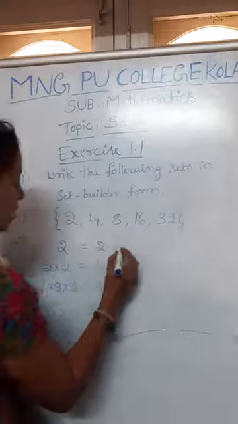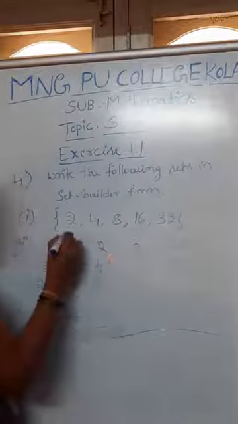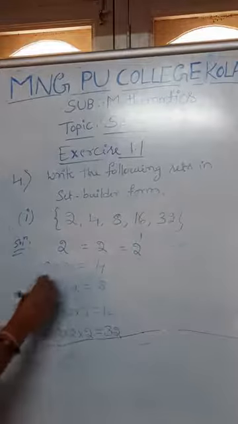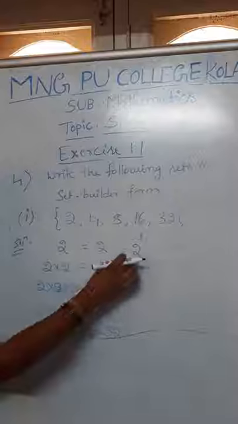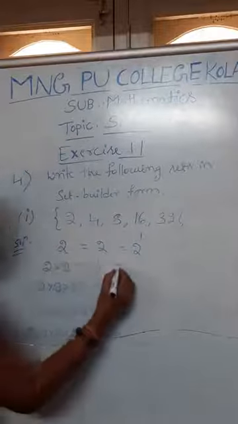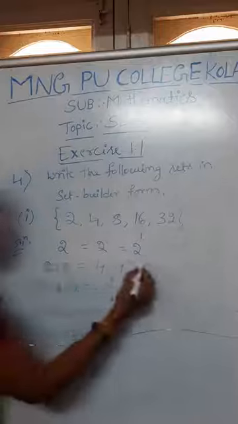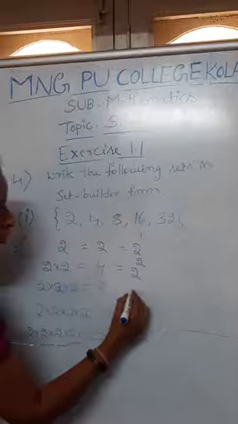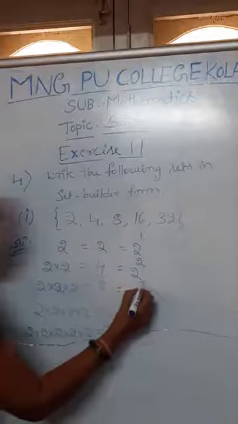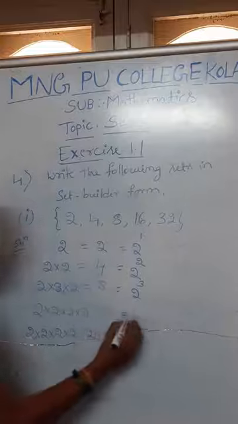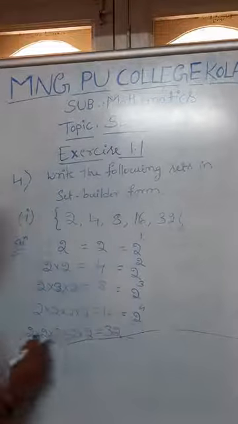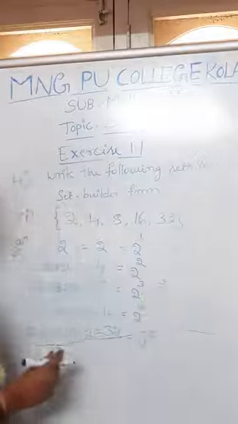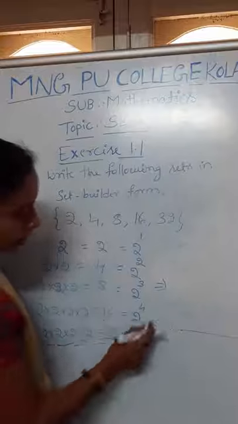So 2 is the same. How many times is 2 there? 1: 2 to the power 1. If we repeat the same term, the base should be the same and the powers change. So we have 2 to the power of 1, 2 to the power of 2, 2 to the power of 3, 2 to the power of 4, and 2 to the power of 5. Observe, the bases are the same, that is 2.